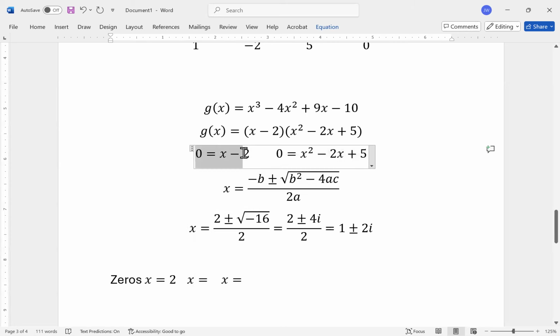So I got 1 zero from the linear factor, and that was a real zero. And I got two complex zeros from this quadratic piece. One of those zeros is 1 plus 2i. The other zero is 1 minus 2i. So there you go. That's the idea.